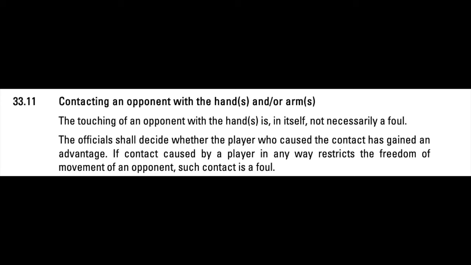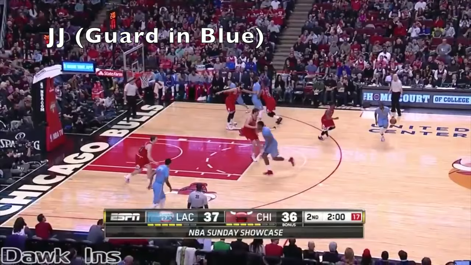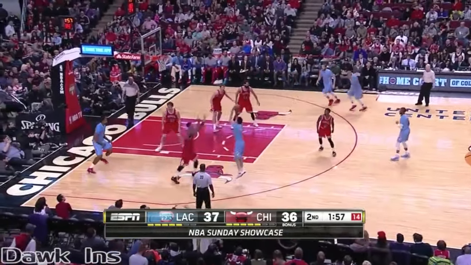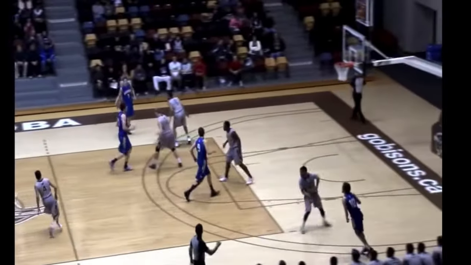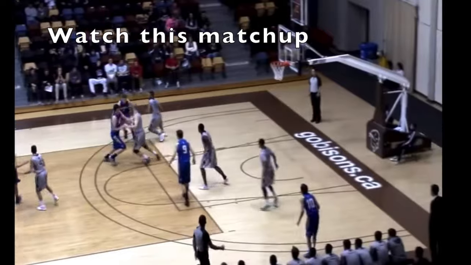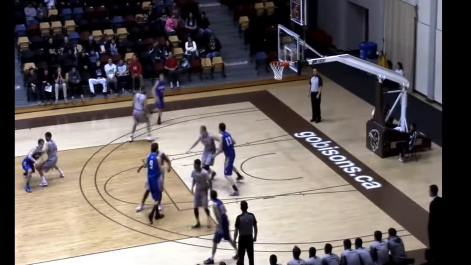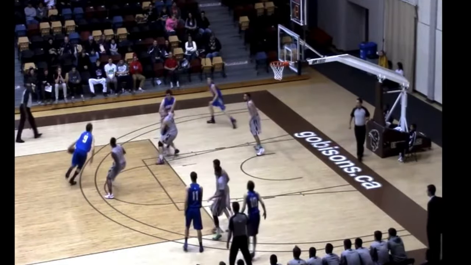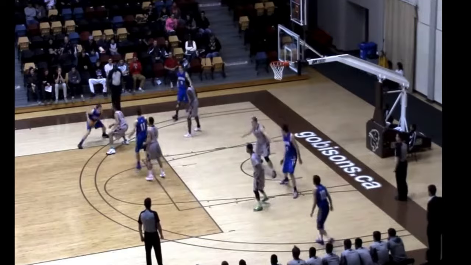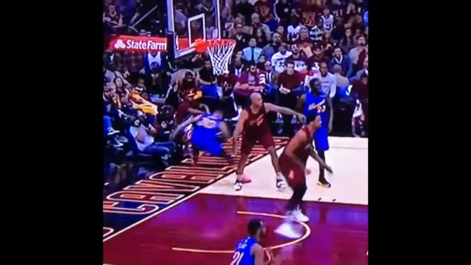If contact occurs by a player in any way that restricts the freedom of movement of an opponent, such contact is a foul. So when we talk about freedom of movement, that's the ability to move on the court freely within your cylinder. So if you're off ball and I have a hand on you and I'm just feeling where you are on the court, that way I know when I'm on help side or I'm playing defense, I know roughly where you are and I have your pinpoint. That's not a foul because you're not going anywhere, we're not doing anything, there's no advantage gained. But if you start to cut and I'm holding you or I push you off the line you're cutting because you got to the space prior to me, then now that contact is providing an advantage to the defense and putting the offense at a disadvantage, and such contact is a foul that needs to be called.